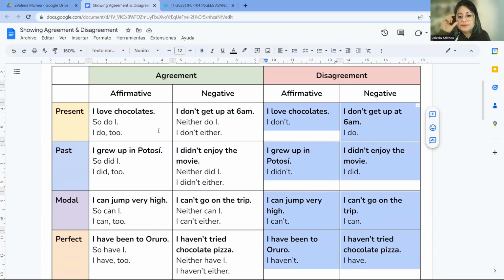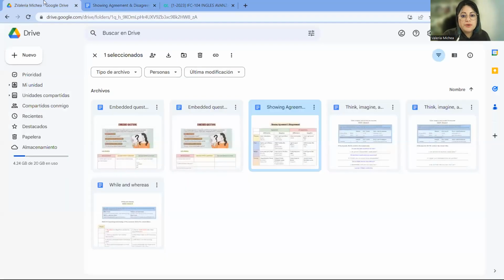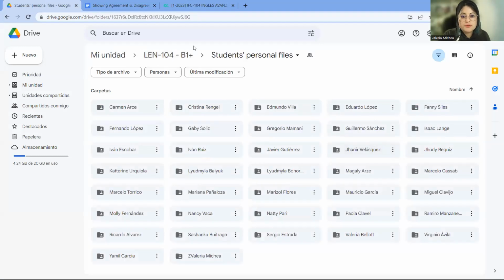All right, so now we need to practice. That's the only thing that we have left. How are we going to practice? On Drive. I have the documents on Drive.